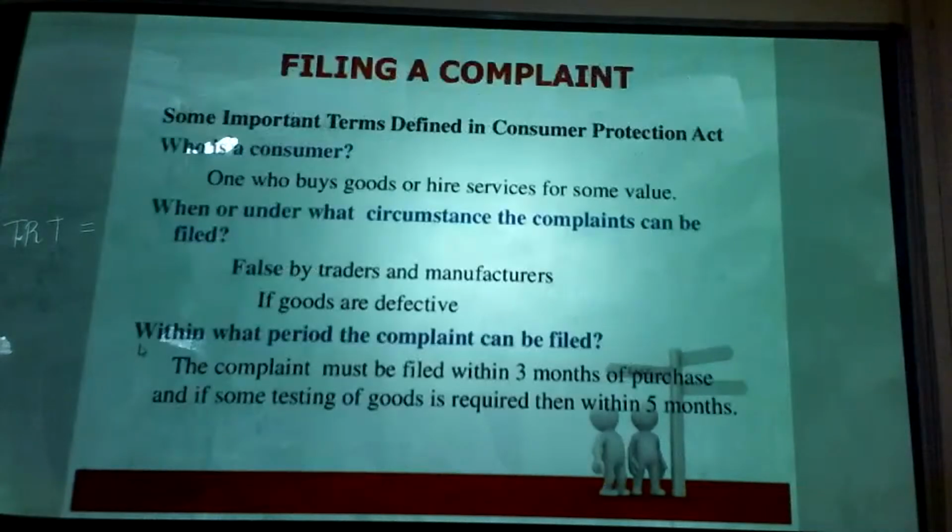Next one, within what period can the complaint be filed? There is a time period also. The complaint must be filed within 3 months of purchase, and if some testing of goods is required, then within 5 months. Some goods have 3 months. If it is a testing-related or laboratory-related product, you have 5 months. Some chemical and drug products require more time duration, and for that reason they give 5 months. Some general products get only 3 months. Before 3 months only you can file the complaint.